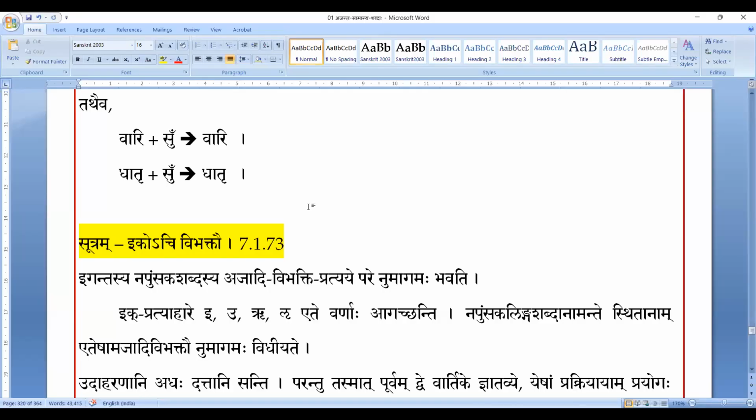We were studying Napumsakalinga Prakaranam, under which we are seeing the sutra Iko Achi Bhakto. And in this sutra, the need for Achi. What is the need for the word Achi in the sutra? This we were discussing in the last class.